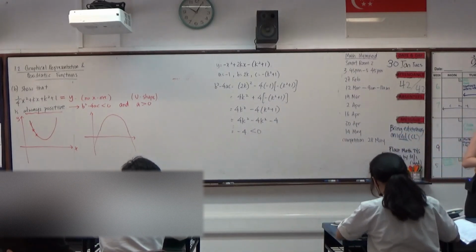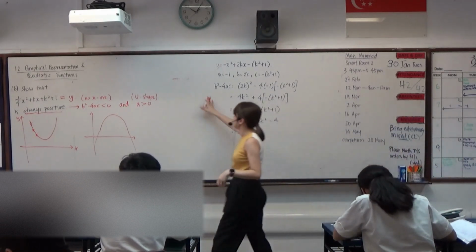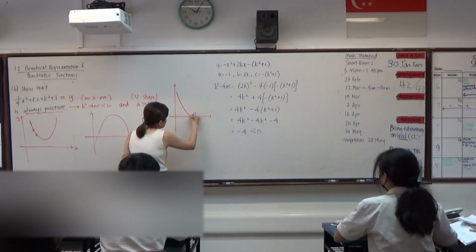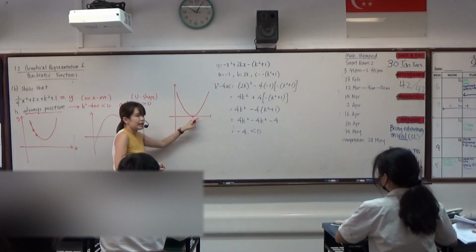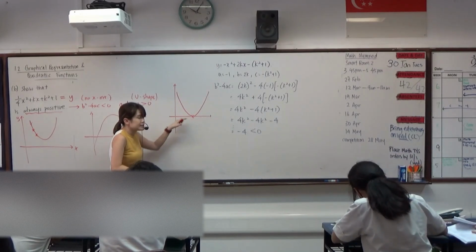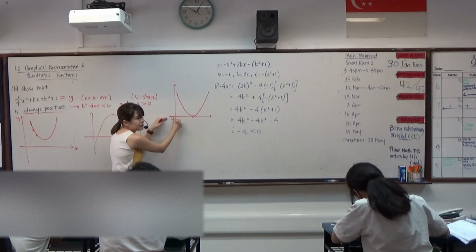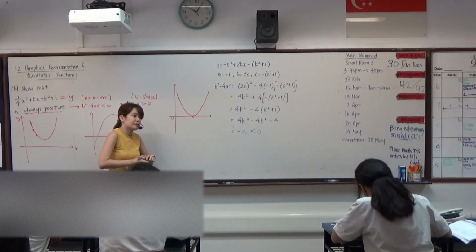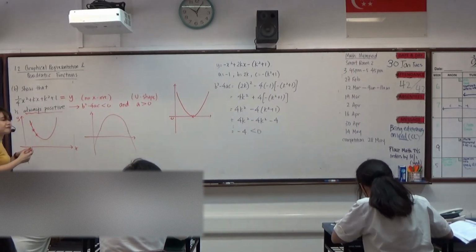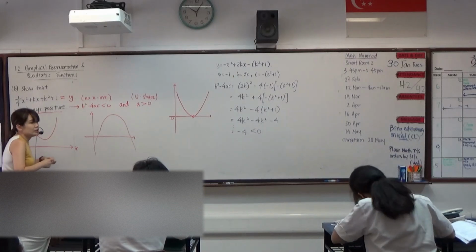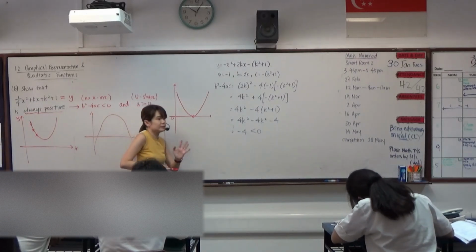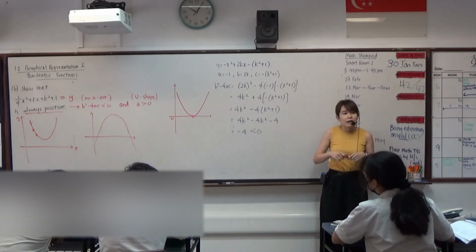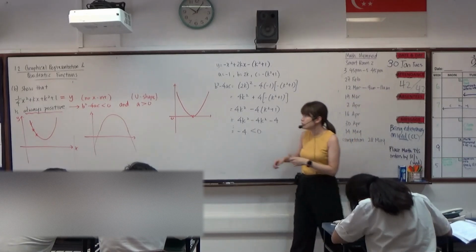Why can't it be equal to zero? Like what Jovan asked just now, what happens when it is equal to zero? There is then one x-intercept, and having one x-intercept means that your corresponding y value is actually zero. Zero is not positive, neither is it negative. But the question says always positive. So that's why this possibility is not possible. Any questions? Okay, so let me show the working.